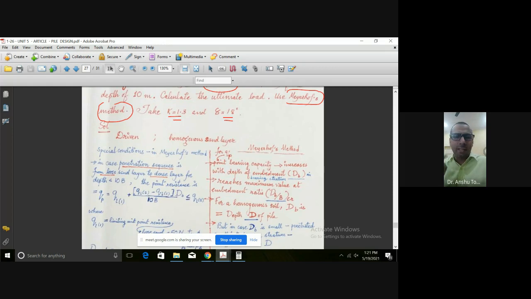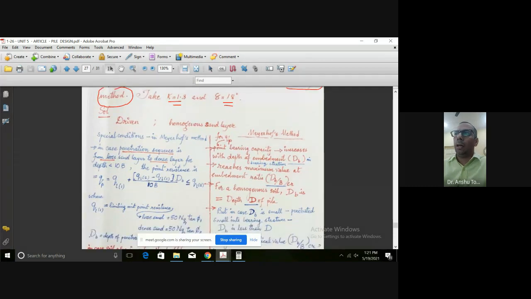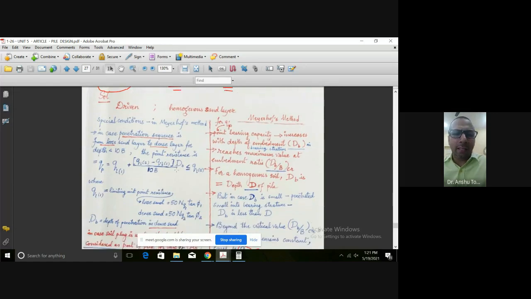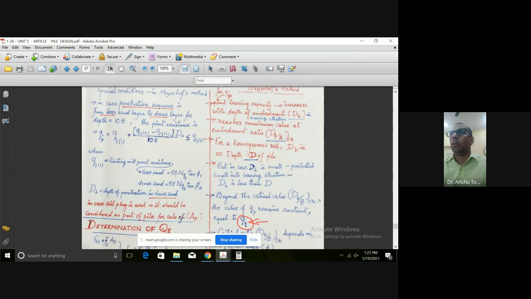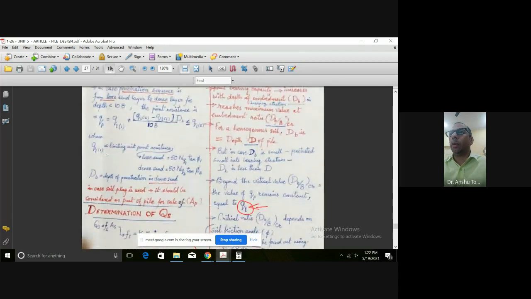So Q2 minus Q limiting, that is the limiting value for both the layers into the dB, the depth of penetration, divided by 10 times the diameter if it is a circular pile. It should also be less than Q limiting 2, that is the final bottom bearing strata layer. And where QL1 is limiting unit point resistance of the loose sand. इसमें QL1 जो लिखा है, 1 is always, 1 means जो ऊपर वाली लेयर है और 2 means जो नीचे वाली लेयर है.